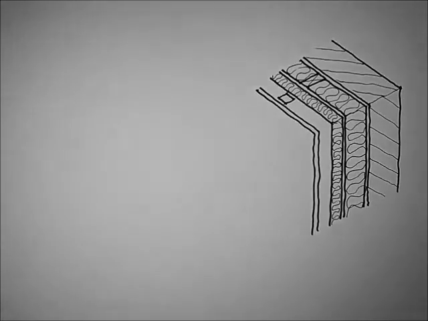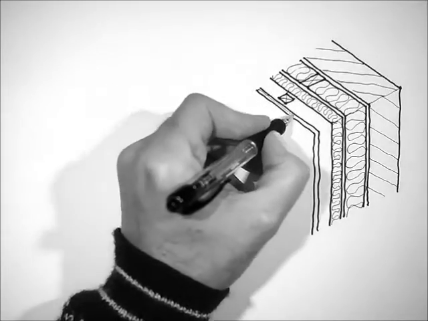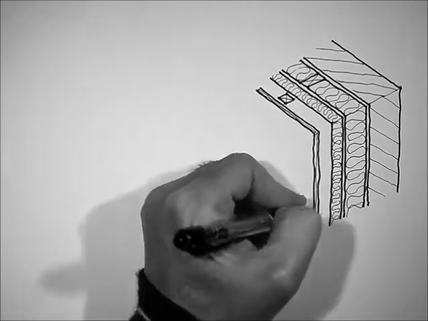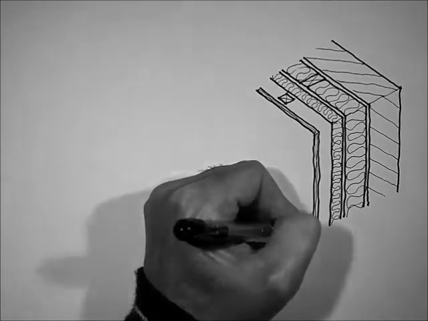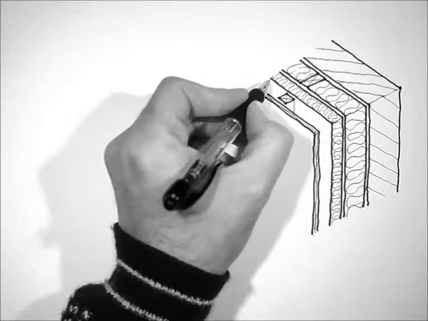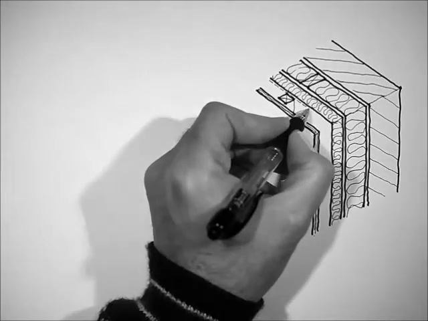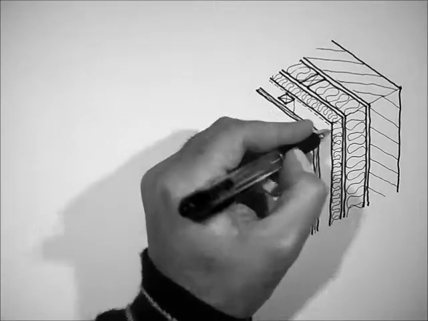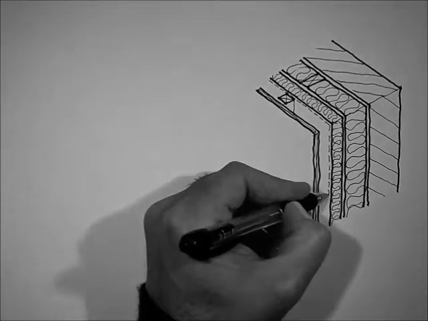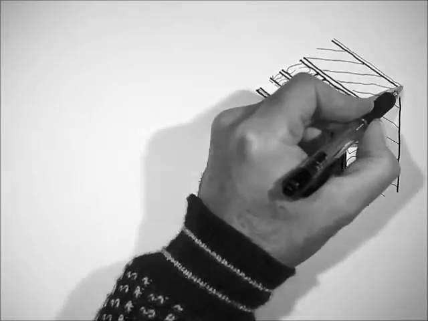So zinc is a non-self-supporting sheet of metal, and it needs a sheet of plywood to fix to. So here's our layers of fairly standard construction, starting on the inside with wet plaster.